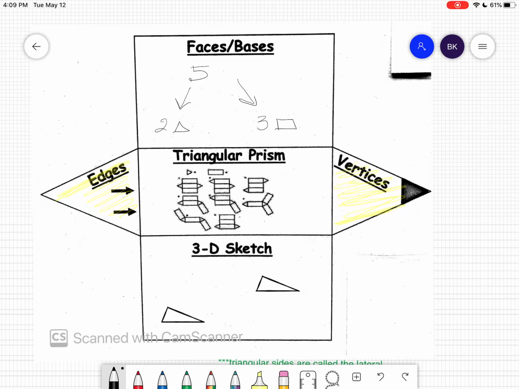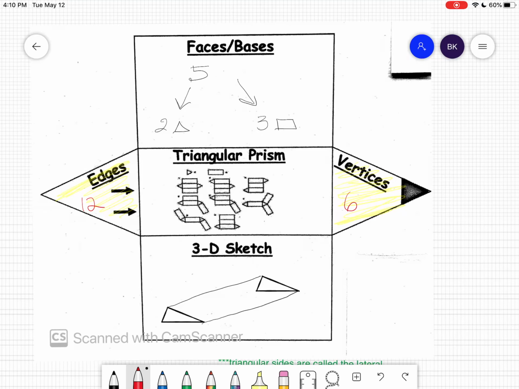Okay, so 5 faces. How many vertices can we count? We can count 6 vertices, and we can count 12 edges. Let's quickly sketch this. So you can draw two similar triangles, two triangles that are the same. And I'm going to connect the top vertex of the triangles and the bottom right vertex. Notice now we have the triangular prism.